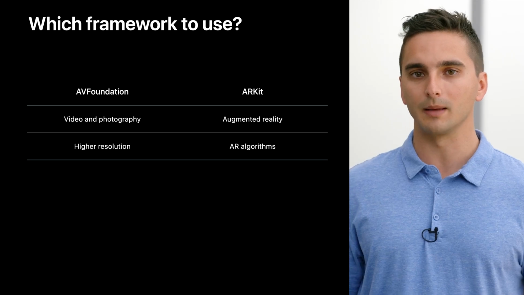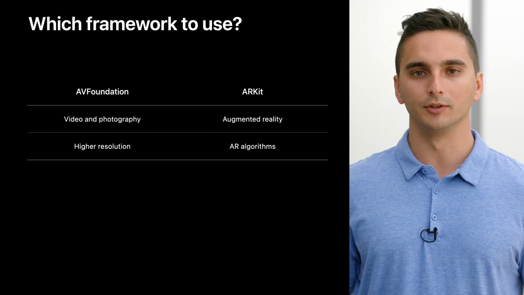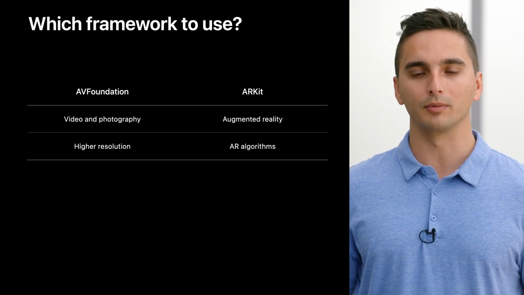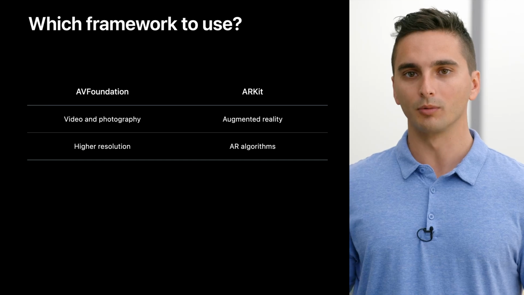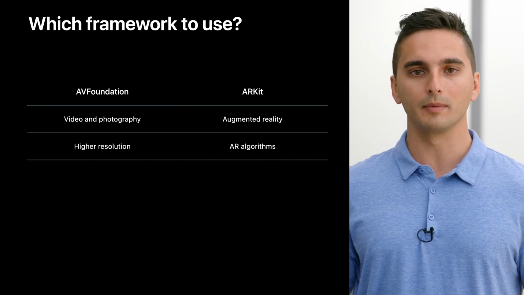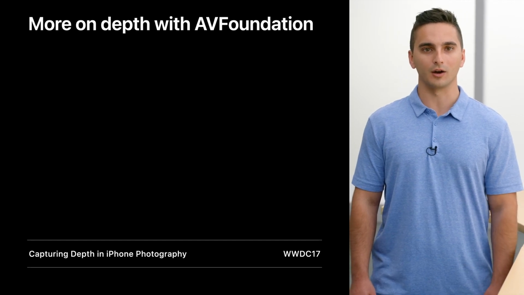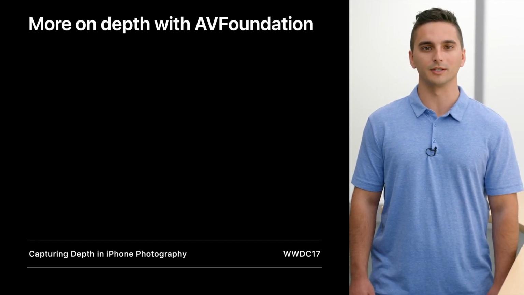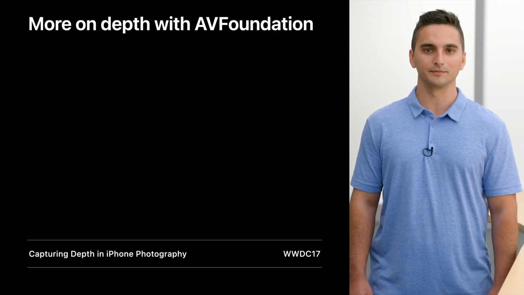AV Foundation's LiDAR depth camera can output depth up to 768 by 576. This is more than twice as big as ARKit's depth resolution of 256 by 192. ARKit uses lower resolution depth maps so it can apply augmented reality algorithms for its features. For more in-depth information on how to use AV Foundation to capture depth data, watch our previous session, Capturing Depth in iPhone Photography from WWDC 2017. We're excited to see the interesting ways you can use the LiDAR depth camera in your apps.